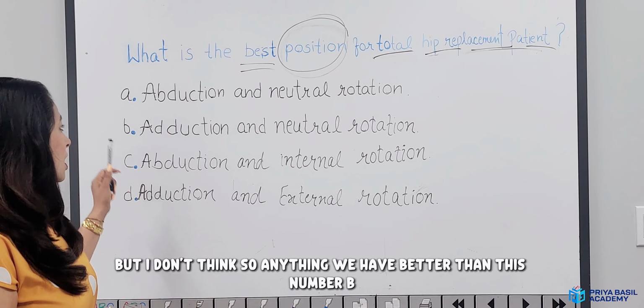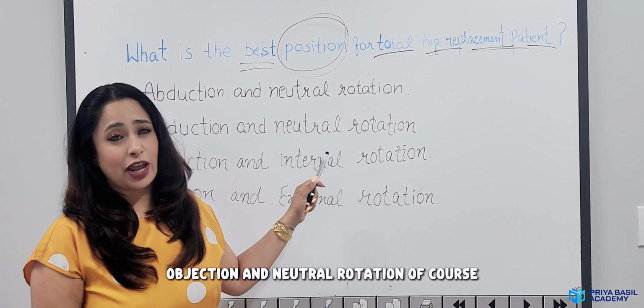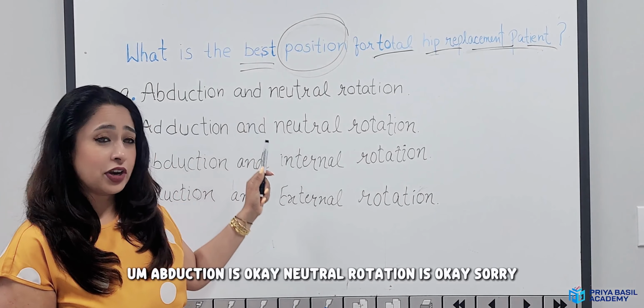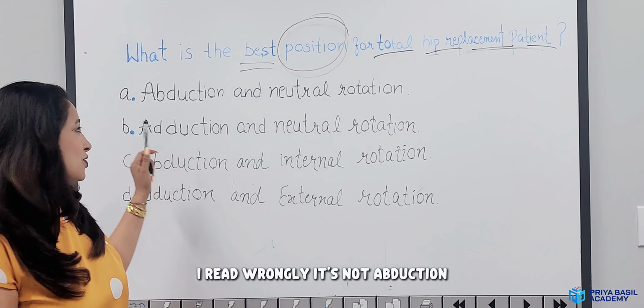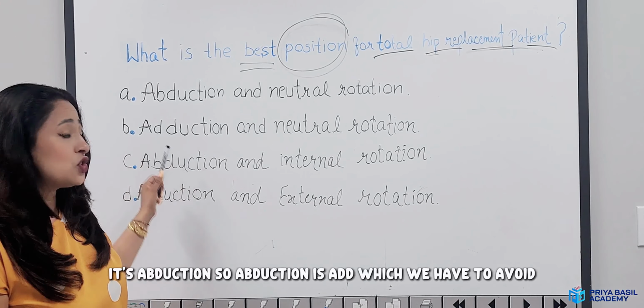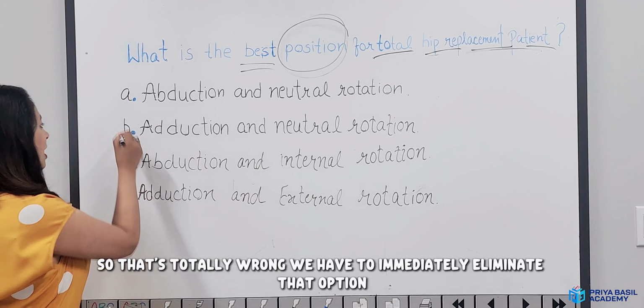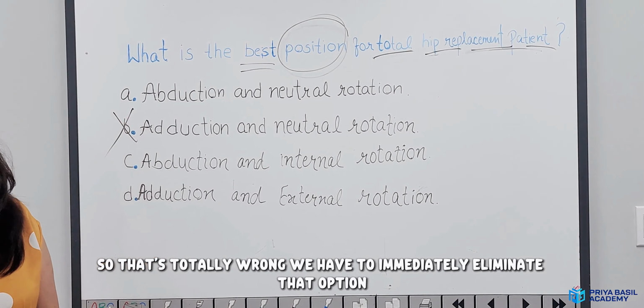Option B, abduction and neutral rotation. Of course, abduction is okay, neutral rotation is okay. Sorry, I read it wrongly. It's not abduction, it's adduction. Adduction is what we have to avoid, so that's totally wrong. We have to immediately eliminate that option.